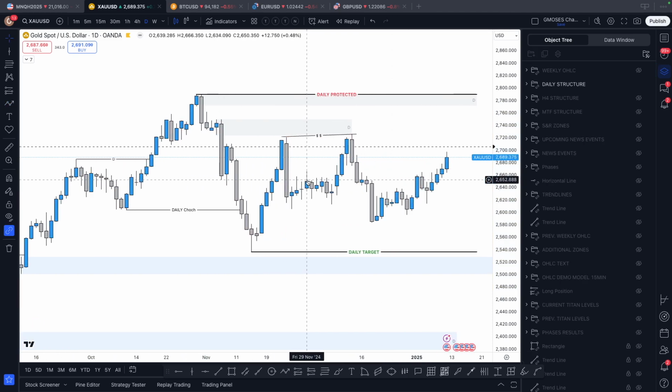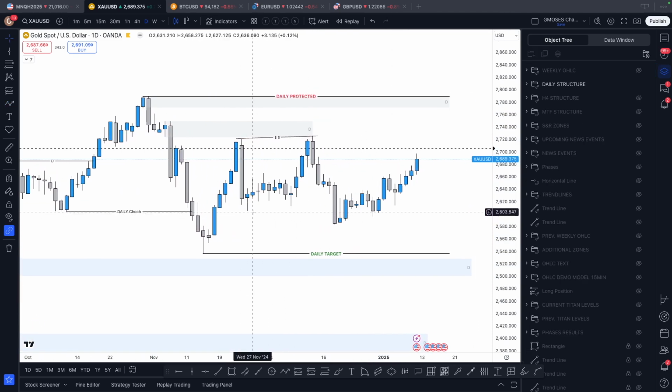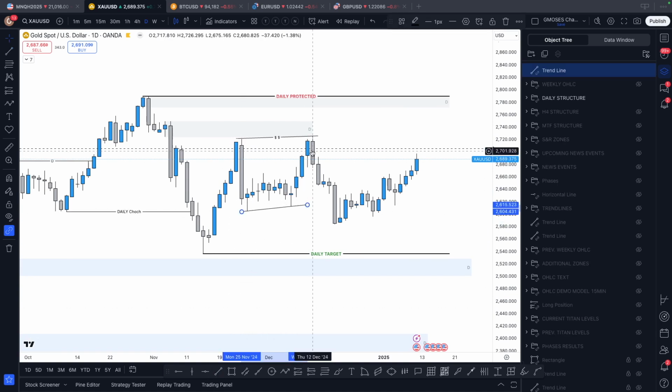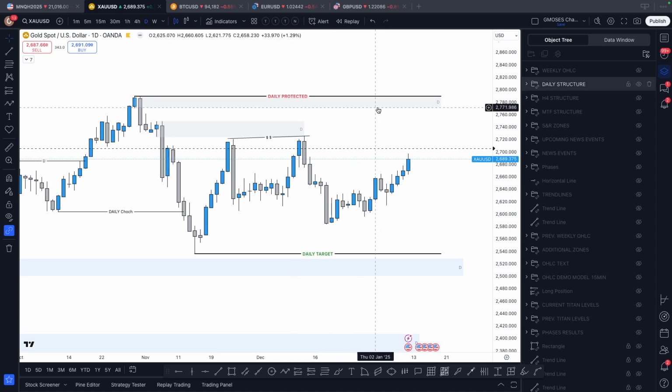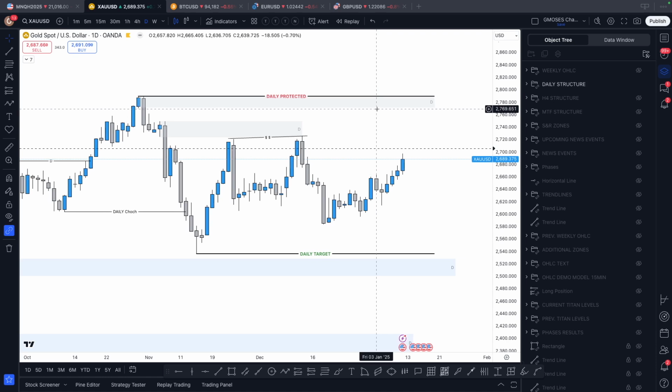Now, when you look at this particular model, we can see we had relative equal lows in this area here. Price took out that liquidity and now it's coming back to possibly take out this liquidity here. One of the things that we can notice is that we have a daily supply zone up in this area that has not been mitigated.